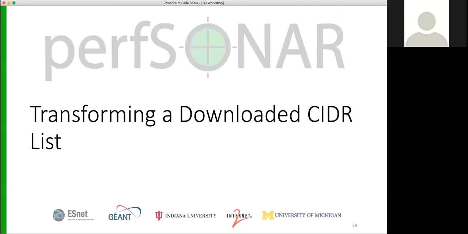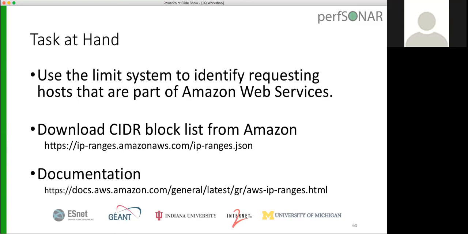So the next thing we're going to use is part of pScheduler's limit system, and our task at hand in this case is that we want to use the limit system to identify requesting hosts that are part of Amazon Web Services. As it happens, Amazon makes this list available in JSON format, and it's downloadable at the URL I have there in the middle. There's documentation if you want to understand what's inside of it. I put that in there mostly just for reference. But what we care about is this list.